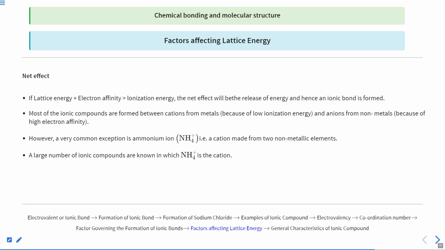Now most ionic compounds are formed between cations from metals and anions from non-metals. However, a very common exception is NH4 plus, a cation made from two non-metallic elements. So this is an exception here. A large number of ionic compounds are known in which the NH4 plus ion is a cation.